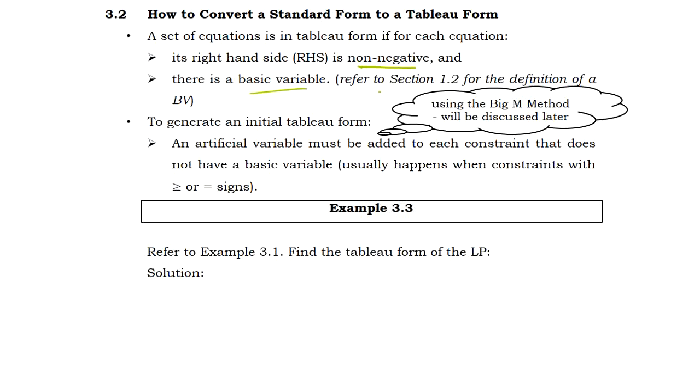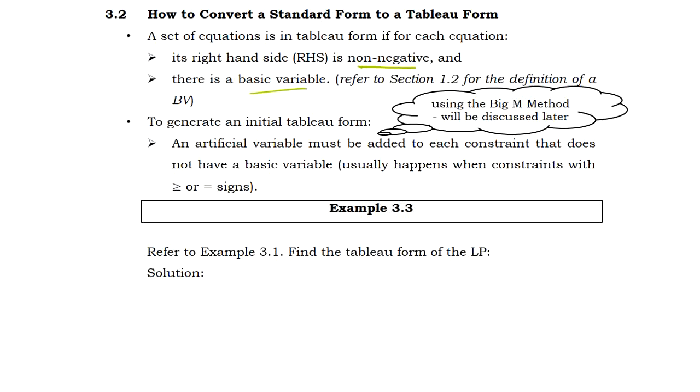So how to generate an initial Tableau form? An artificial variable must be added to each constraint that does not have a basic variable. This usually happens with constraints with greater than or equal to signs.